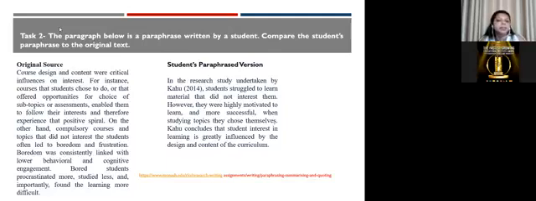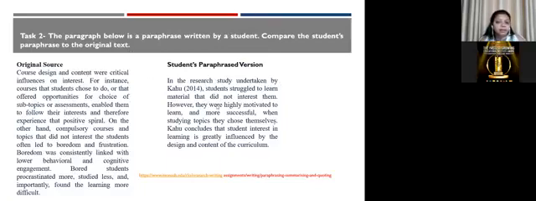So that is the main idea of this. Okay, so now here if you are paraphrasing this, you have to write it at the same length. Let's see. Okay, in the research study undertaken by Kahu, now here you have to provide the citation.